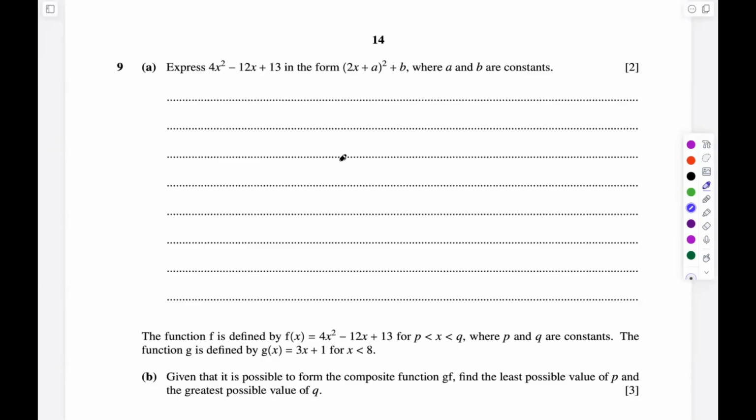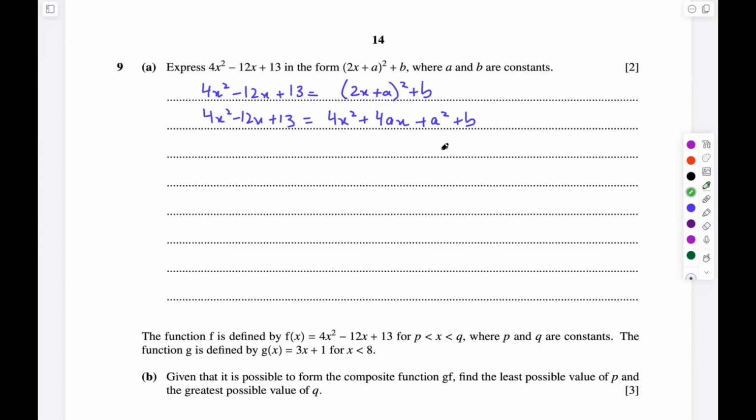Question number 9a, we have to express 4x squared minus 12x plus 13 in the form (2x plus a) whole squared plus b, where a and b are constants. So to convert this, we can first write the equation, which is 4x squared minus 12x plus 13 is equal to (2x plus a) whole squared plus b. If we expand this expression, this will become 4x squared plus 4ax plus a squared plus b, and that is equal to 4x squared minus 12x plus 13.